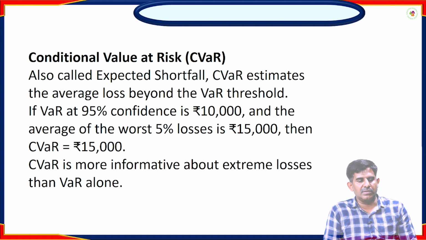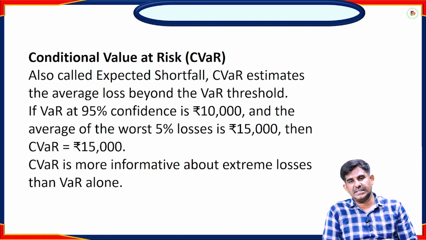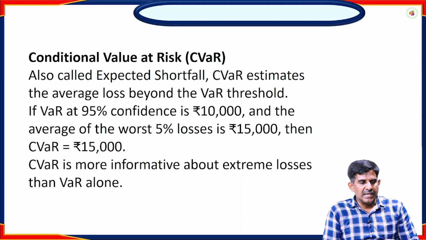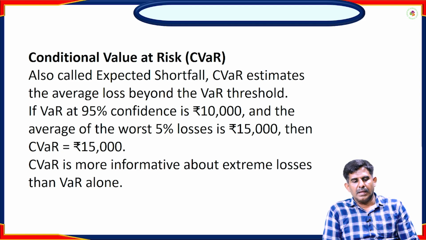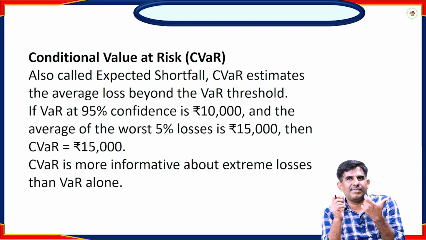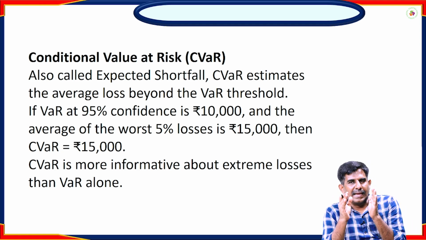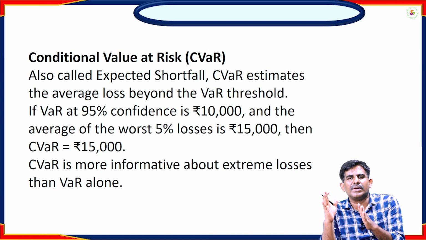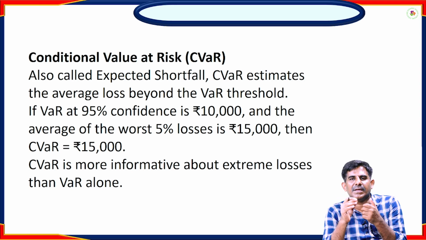Yeah, we have another one also, that is CVaR. It's an extension to VaR. CVaR stands for conditional value at risk. This is also called expected shortfall. CVaR estimates the average loss beyond the VaR threshold. So we have calculated VaR. VaR talks about, at a 95% confidence level, what is the maximum loss that we are going to get in 1 day, or 10 days, or 3 days, whatever time period we have considered.